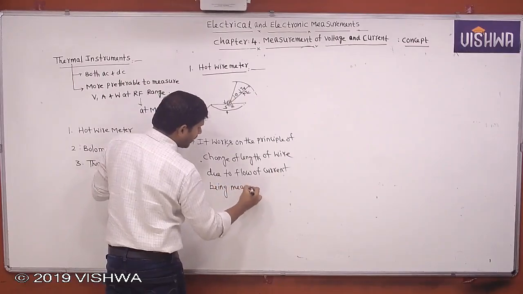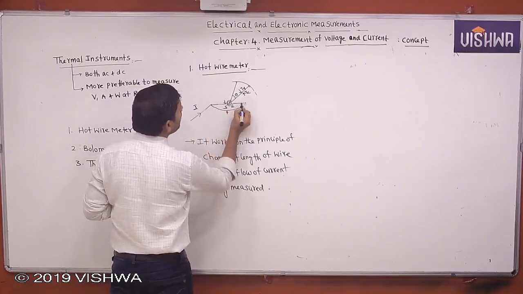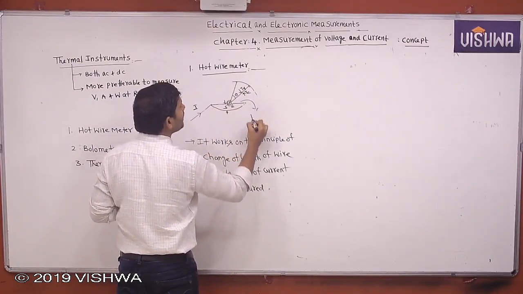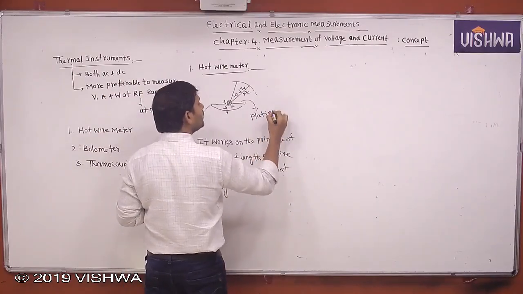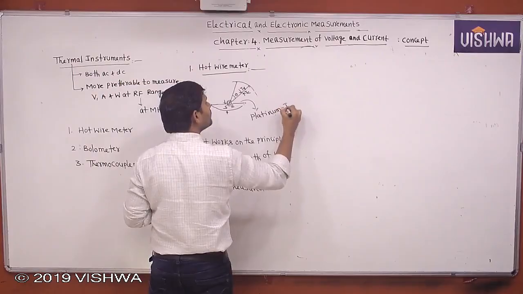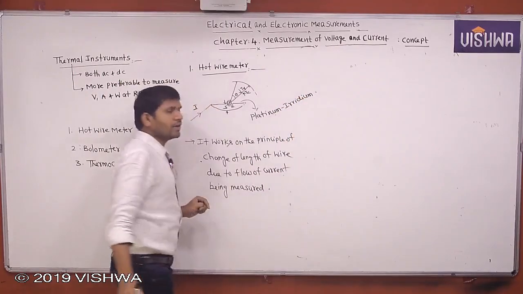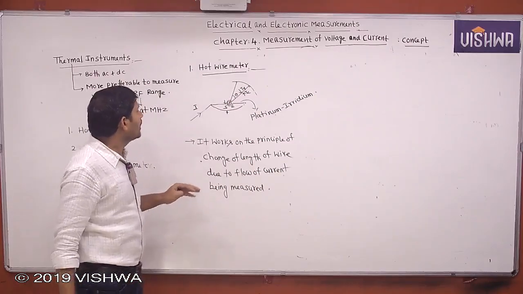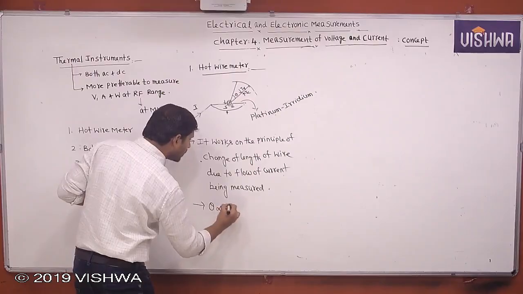Okay, this is the main principle. Whatever wire we are using, this hot wire is made with platinum iridium material. In these instruments also the scale is non-linear. Theta is proportional to I square.